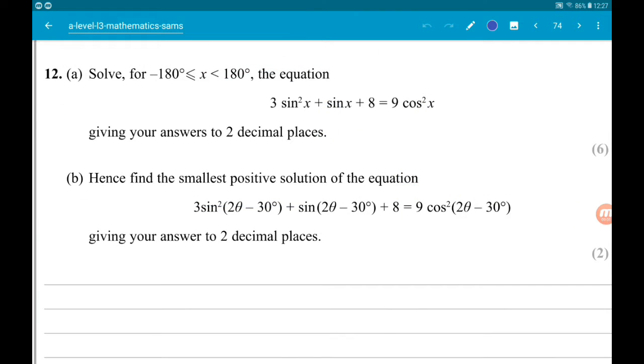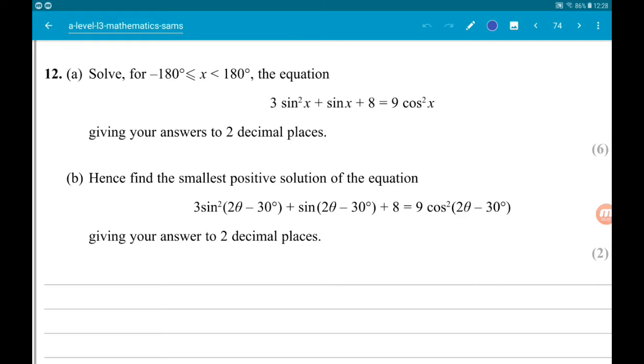Okay, number 12. Solve for x between minus 180 and positive 180. So we're in degrees. The equation 3 sine squared x add sine x add 8 is equal to 9 cos squared x, giving your answers to two decimal places. And it's 6 marks.